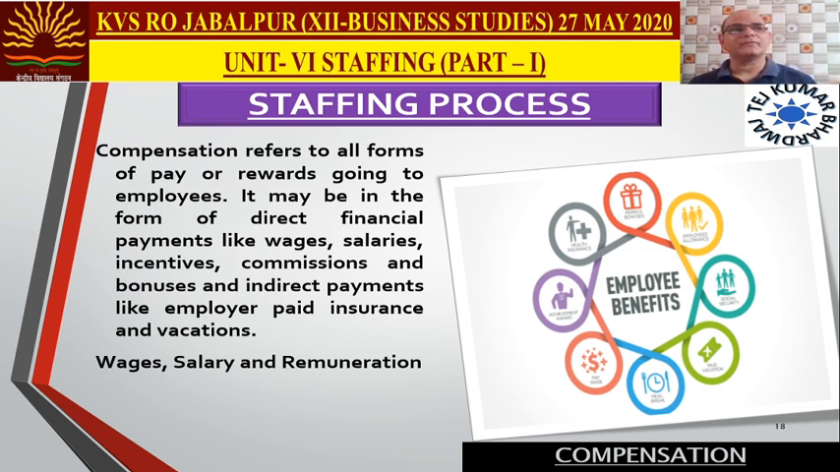It may be in the form of salary, it may be in the form of allowances, it may be in the form of retirement benefits, it may be in the form of fringe benefits, indirect benefits. For example, free or concessional food, free or concessional medical facilities, free or concessional accommodation facilities, free or concessional transport facilities, free or concessional hospital facilities or medical facilities. So wages, salaries, incentive, commission, bonus, indirect payment like the employer pays insurance and vacations, etc.